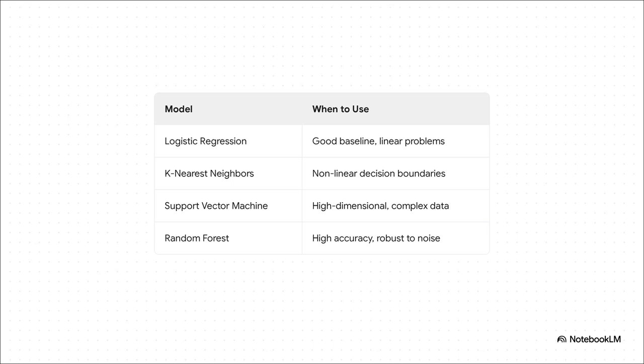Okay, so let's say you have a classification problem. Which model do you even pick? Well, a great strategy is to always start simple. Use something like a logistic regression just to get a baseline, to see how a basic model does. If your data is more complex and can't be split by a simple straight line, then something like KNeighbors might be a better bet. Dealing with really complex, high-dimensional data, support vector machines are incredibly powerful. And when you just need the best possible accuracy and you're not as worried about simplicity, a random forest is almost always a fantastic choice.